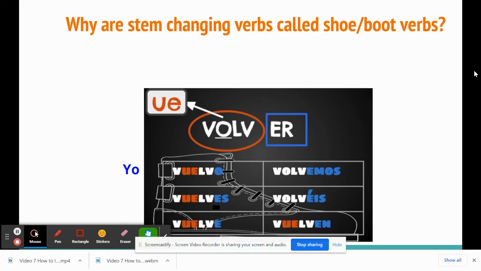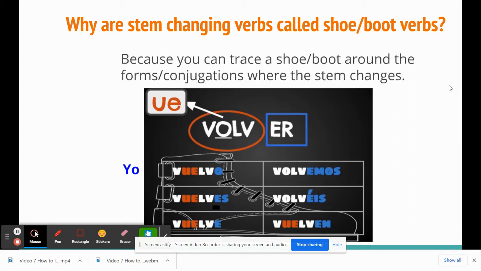Why are stem changing verbs called shoe verbs? Because you can trace a shoe around the forms or conjugations where the stem changes. So if you look at this picture here, you see a shoe. You see that in all the conjugations that are inside the shoe, the O has changed to UE.